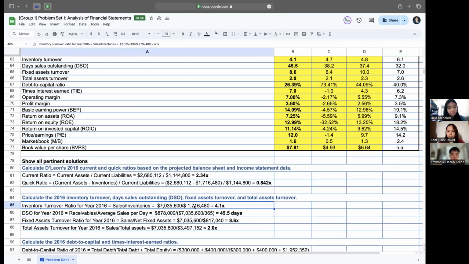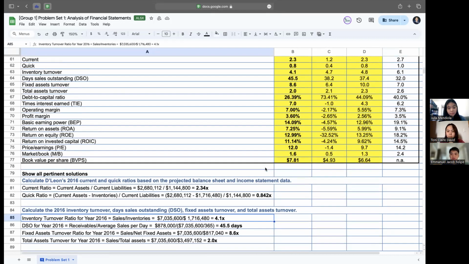7,035,600 divided by 1,716,480, which would yield about 4.21. Given that the industry average is 6.1, which is greater than De Leon's inventory turnover ratio, this means that the company has too much inventory on hand.